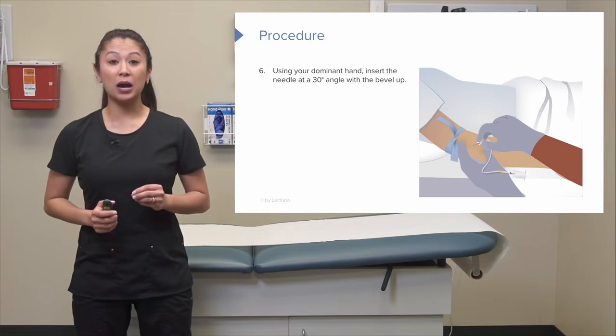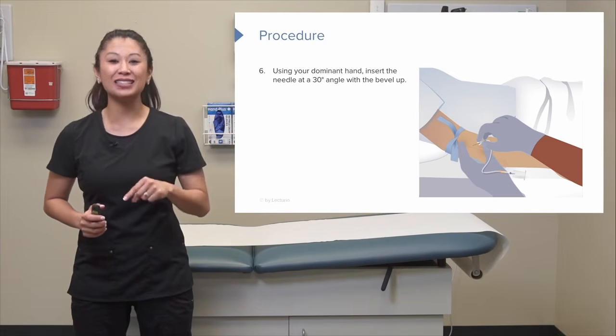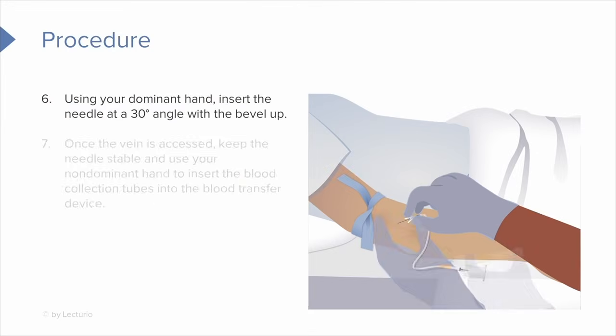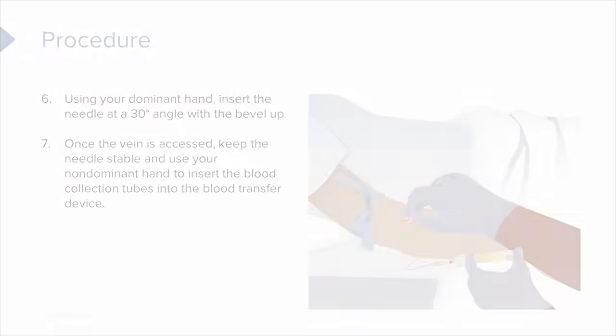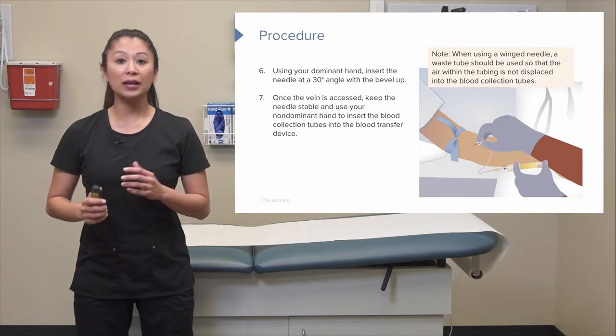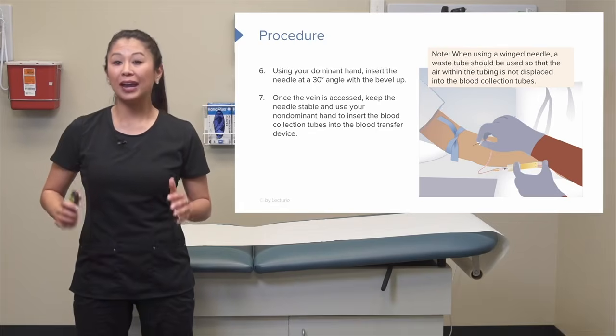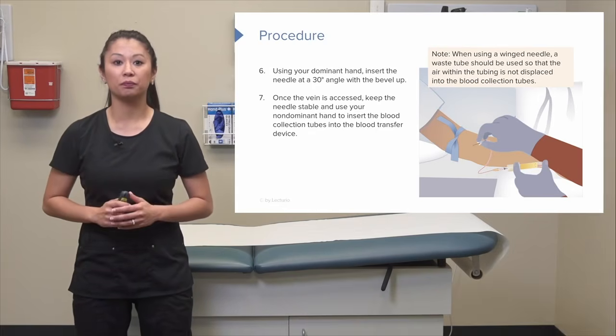When we're talking about bevel up, remember we should be able to look down and see a little hole, and that's how we know the bevel is up on the needle. Once we access that vein, keep the needle stable. Then we can use our non-dominant hand to insert the blood collection tubes into the blood transfer device. Just keep in mind when you're using a winged needle, the waste tube should be used so that the air within the tubing is not displaced into a blood collection tube.